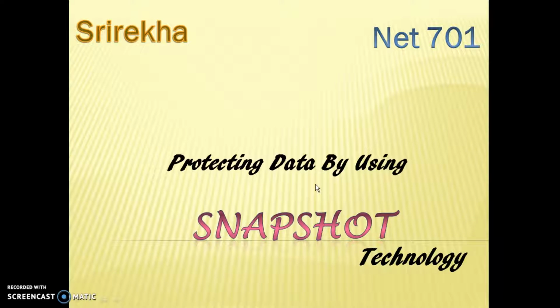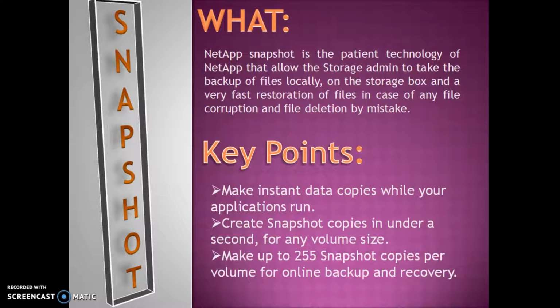Firstly, have a look at what snapshot technology in NetApp is. NetApp snapshot technology is used to protect your data and back up your files in case of file corruption or file deletion by mistake. The main key points are: you can make instant copies even if your applications are running. For any size of volume, you can create snapshot copies within a fraction of a second. And per volume, you can make up to 255 snapshot copies for online backup and recovery.